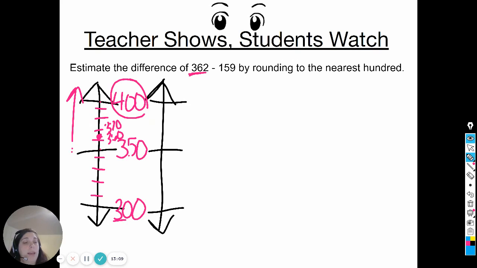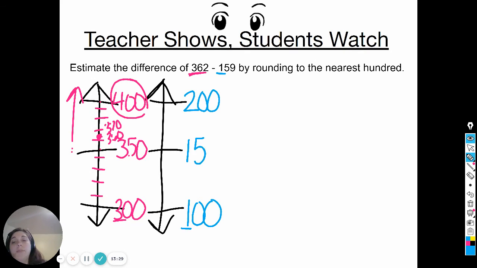Now I can go ahead and round my next number to the nearest hundreds. So look in the hundreds place, and that's a 1. So my bottom number is going to be 100. My top number will be 100 more, which is 200. For my halfway point, I keep the 1 and end in a 50. Now I just need to find 159.